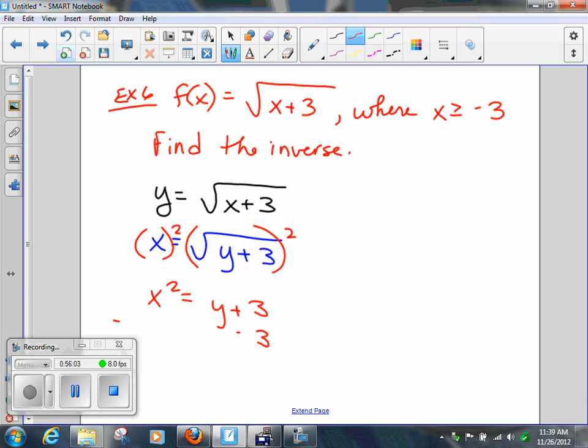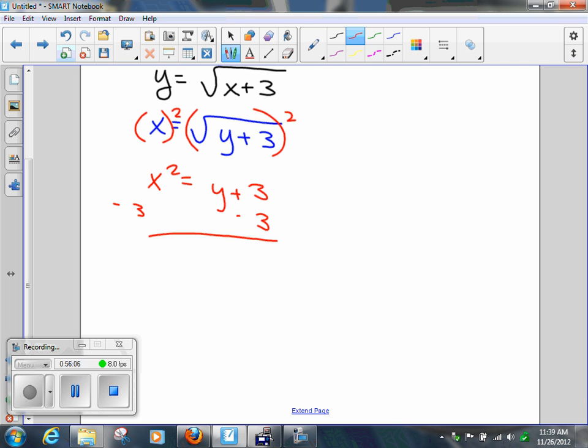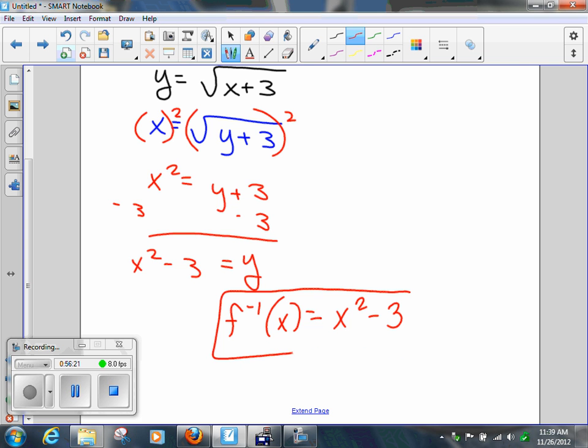Why? We want y by itself, so that gives us x squared minus 3. Or, if I wanted it in function notation, f to the negative 1 of x is equal to x squared minus 3. How could I check that? Calculator. And why wouldn't you? Once you do the algebra, couldn't you put that equation in your y sub 2? And couldn't you also draw it?